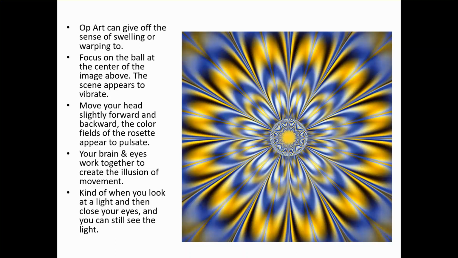So your brain and your eyes work together and they create this illusion of movement. And there's a reason why this works. I'm going to break down on the next slide why it looks like this is moving, even though it's really not, because it is a still image on the screen, but the image is designed to trick your eye.